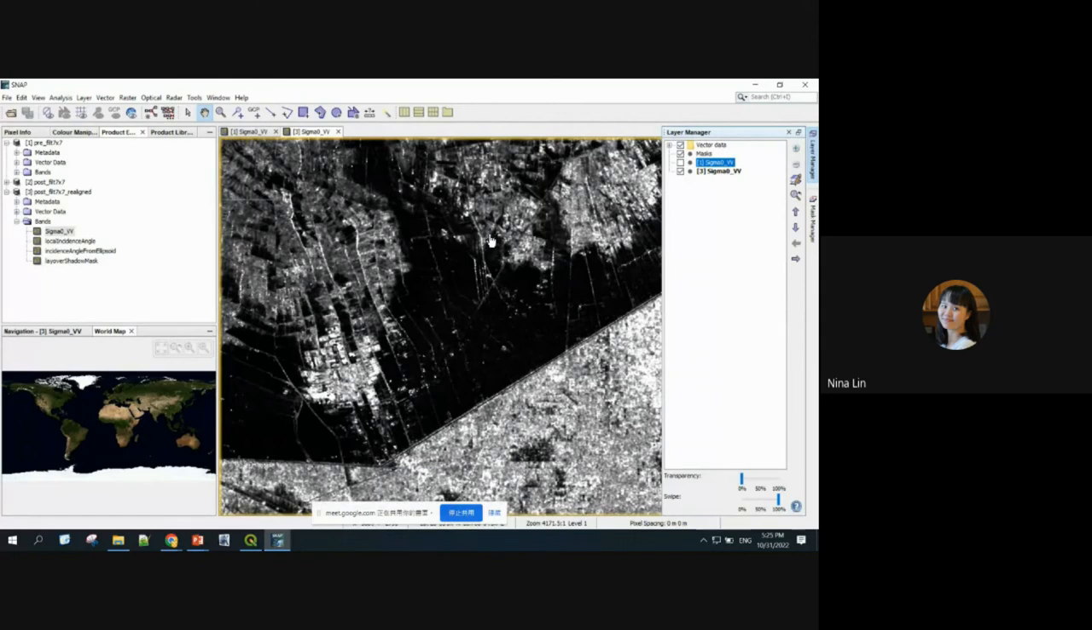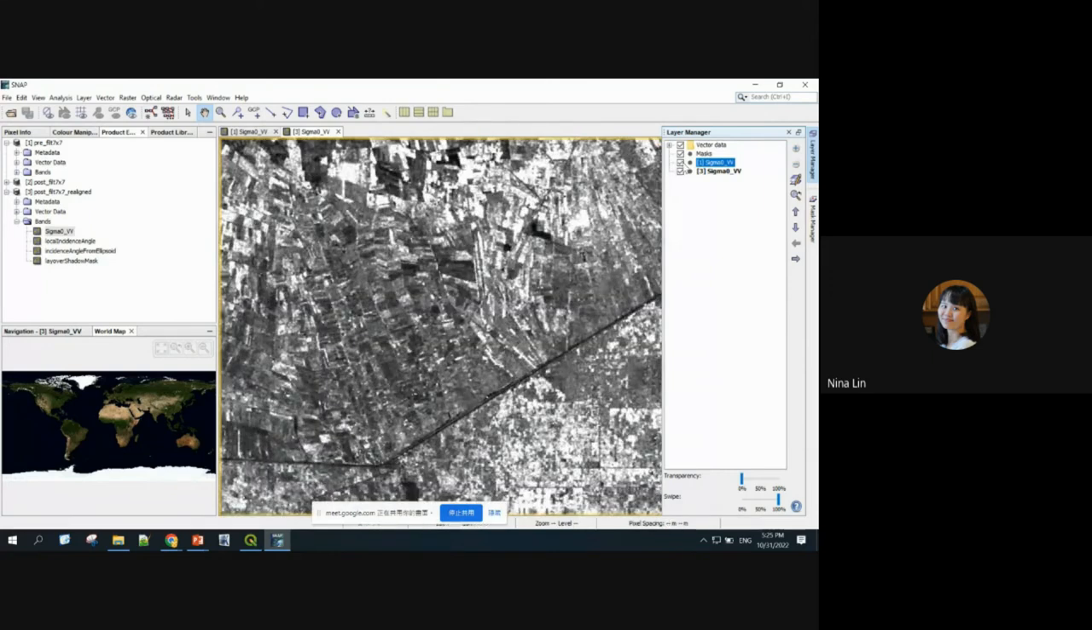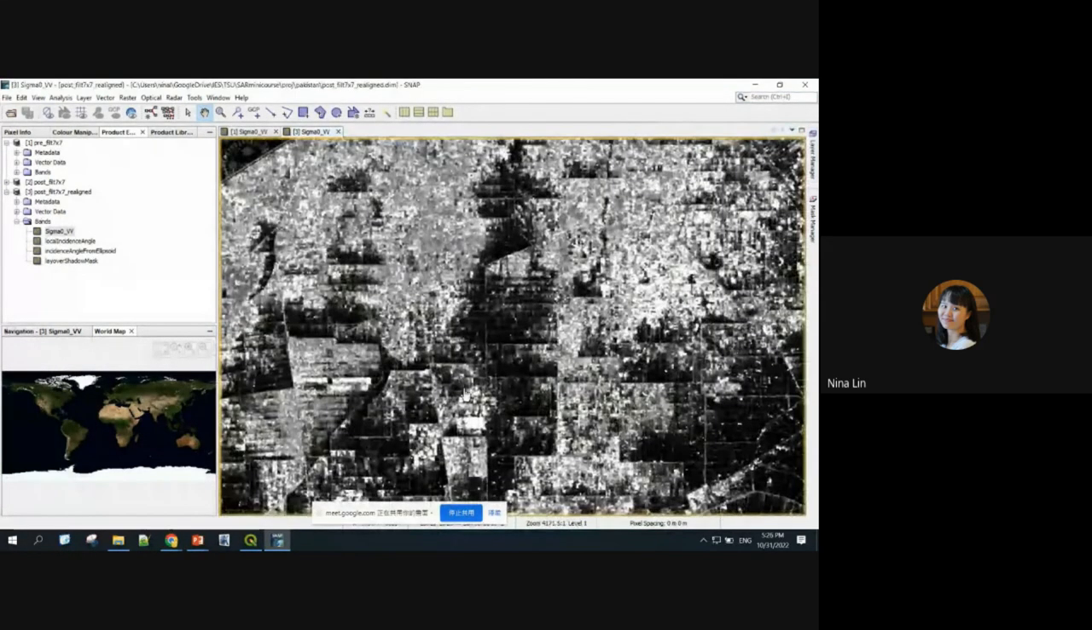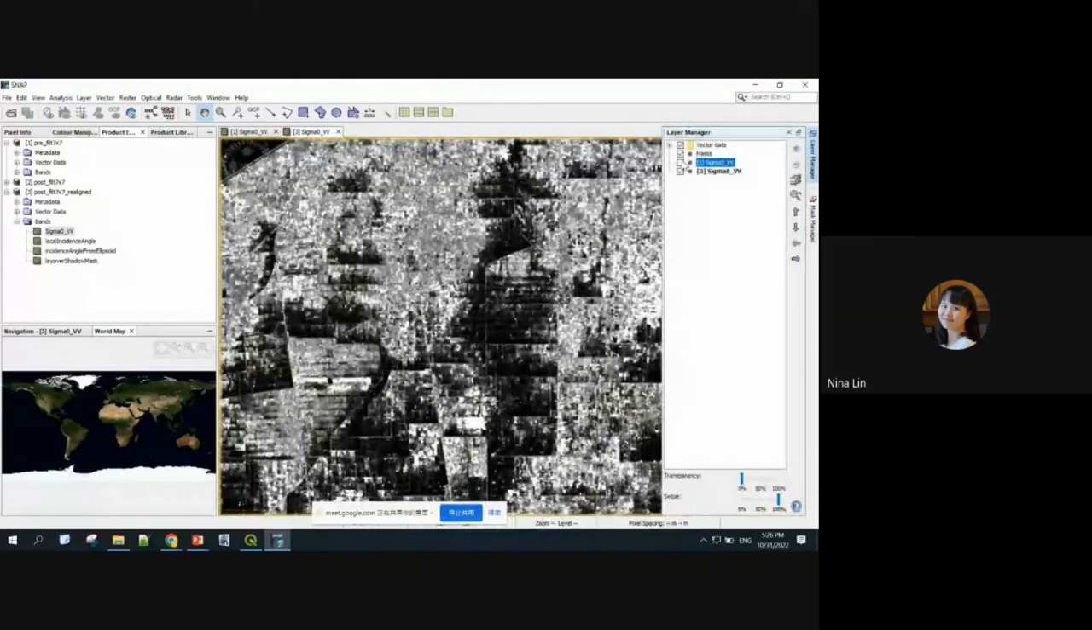That's why the flood in Pakistan this August has attracted so much international attention, because a huge area is being flooded. And you can see them very clearly, including these tiny patches in the field.